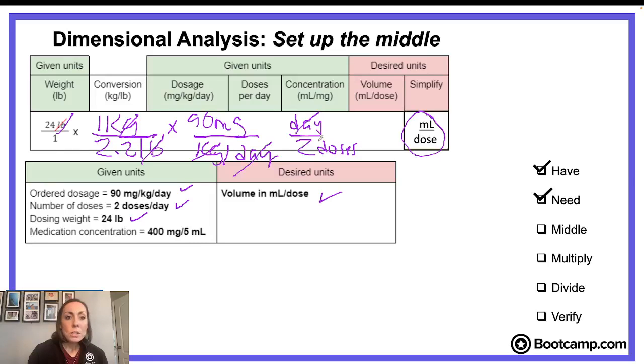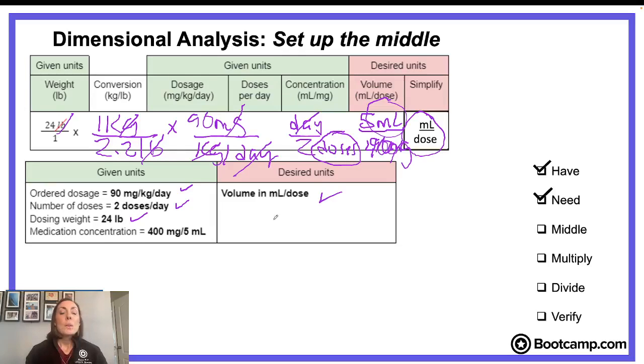Our days cross off here. So we have milligrams per dose. So now we need to cross off our milligrams to get to milliliters. So I have milligrams up top here, my 90 milligrams. So I'm going to put milligrams on the bottom so that we can cross it off. Whoops, I didn't mean to put 90, I'm sorry, 400 milligrams. And then our 5 mLs up top. So now I see that my milligrams cancel off and I'm left with milliliters per dose.